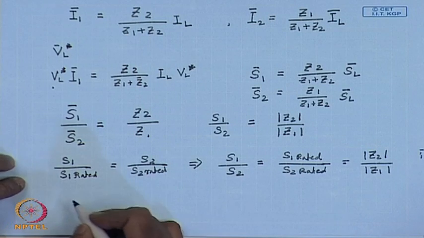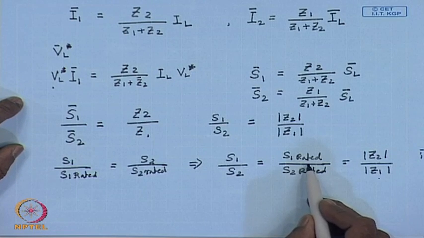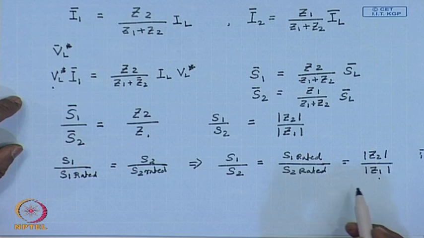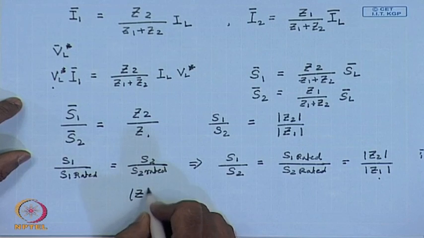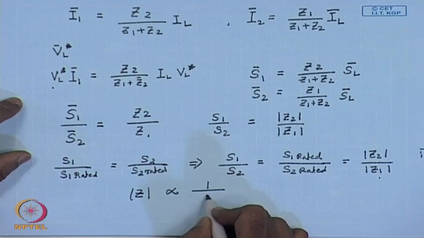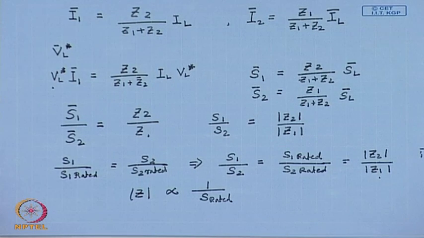Hence, for sharing the load in proportion to their KVA, we find that the magnitude of the series impedance of the transformers should be inversely proportional to their KVA rating, that is mod Z should be inversely proportional to S rated. So, that is another desirable condition for connecting transformers in parallel, that is the series impedance of the transformer should be inversely proportional to their KVA rating.